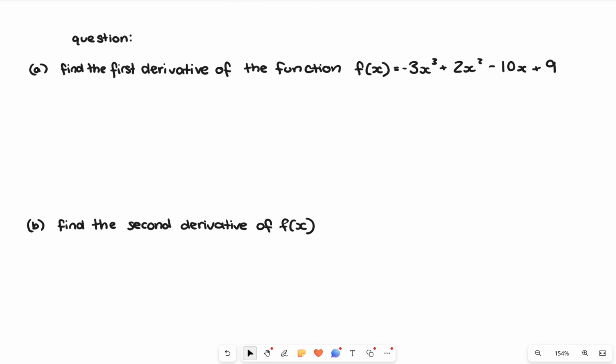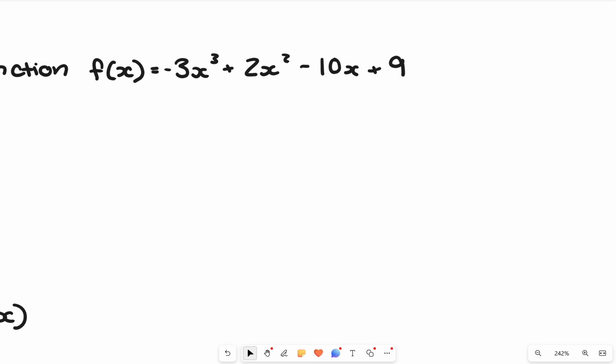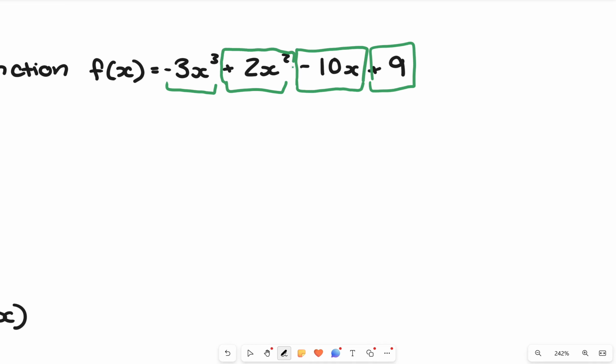Okay, lastly, I've just created a question kind of incorporating all the concepts I've touched on, just first derivative and second derivative again. So I suggest you give this question a go, and I will explain how to do it now. So firstly, the first derivative of this function. Same thing, split up your function like that. I'll put the boxes around it so we can see where the symbols are, because now we have some negatives.